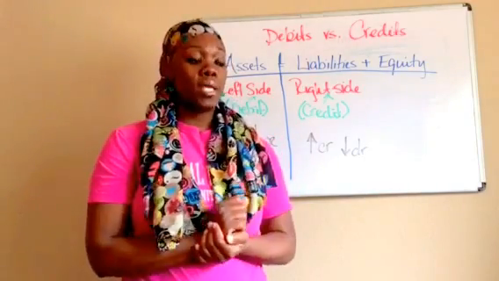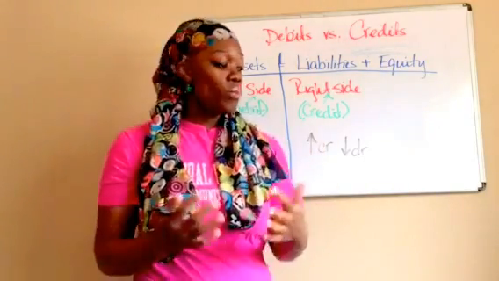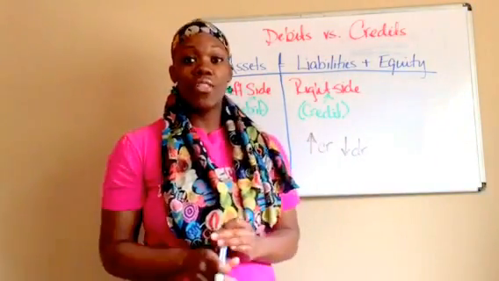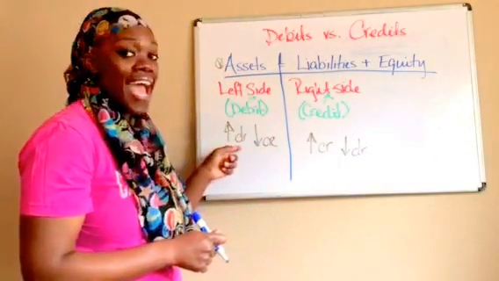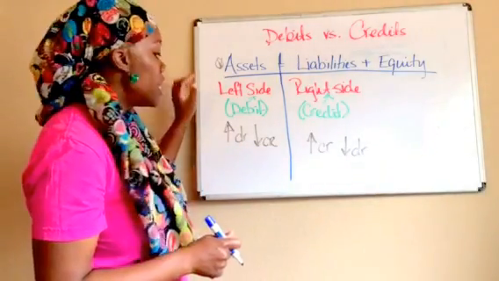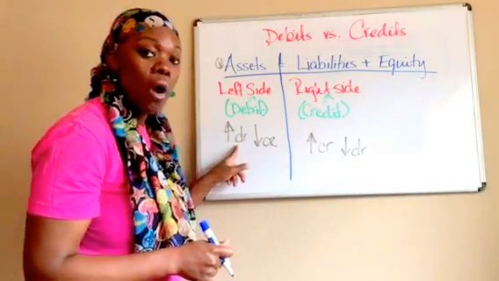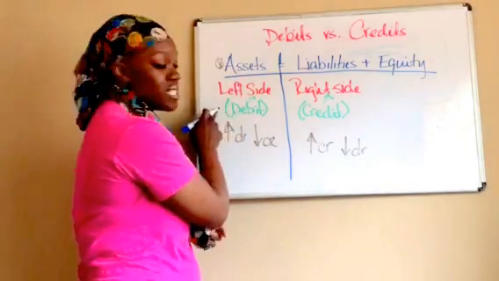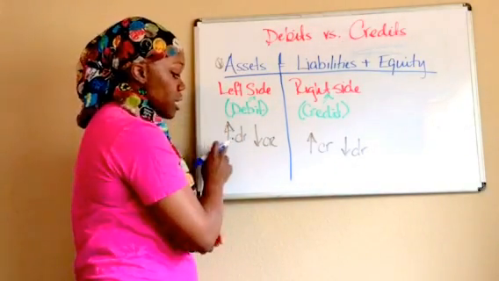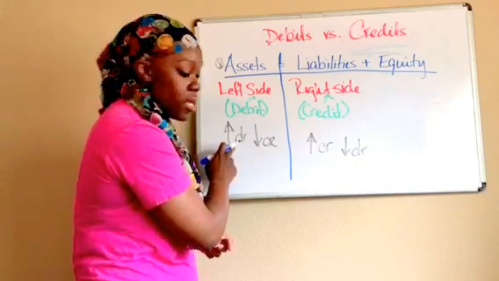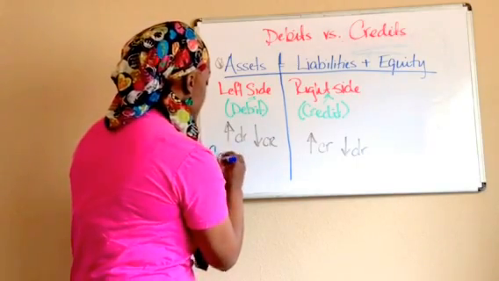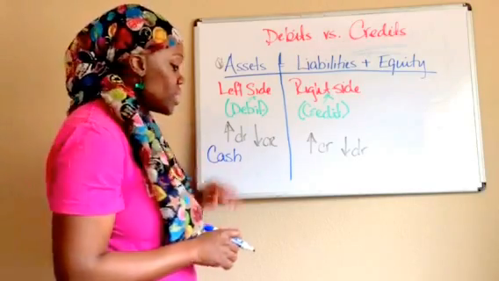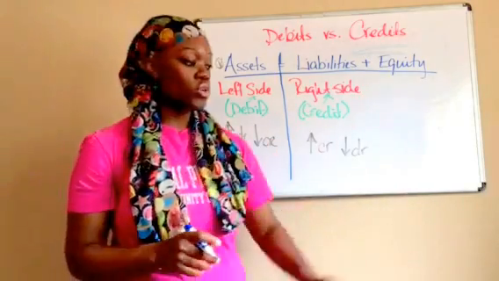If something happens and we sell something, we get some cash, right? That's what we usually get when we sell things. So if our cash, which is an asset, is going up, how do we show that the cash is going up? Well, cash is an asset. It's a debit side. We increase with a debit. So we're going to have a debit to cash. And we'll get more into this when I do the journal entry video.